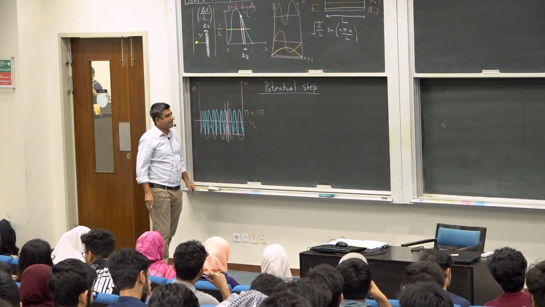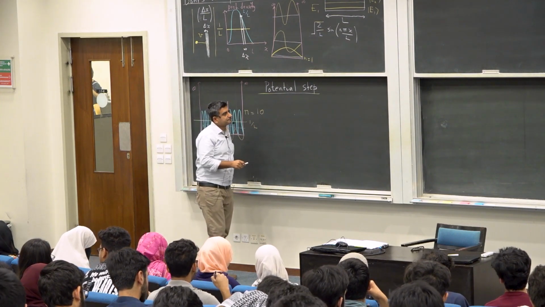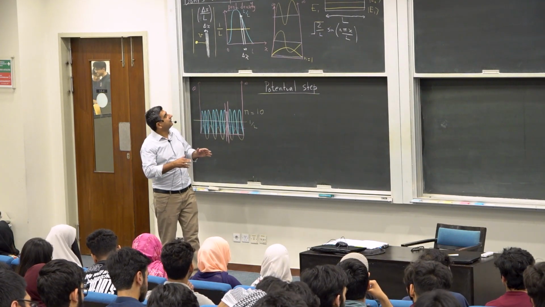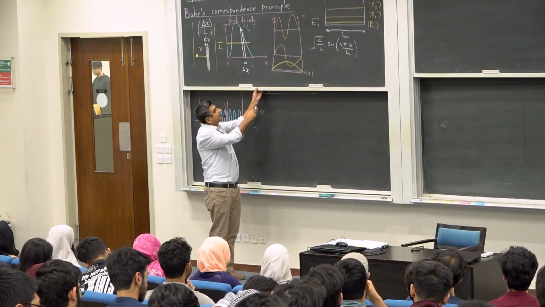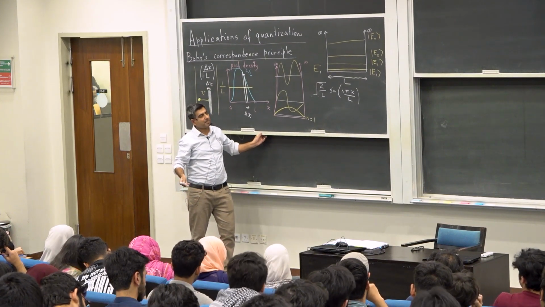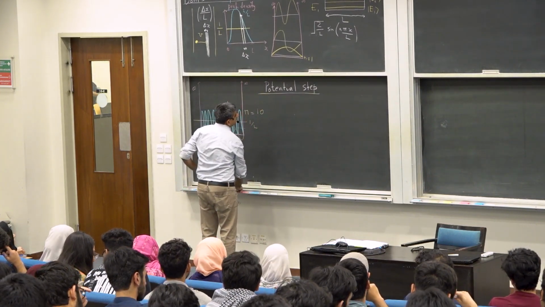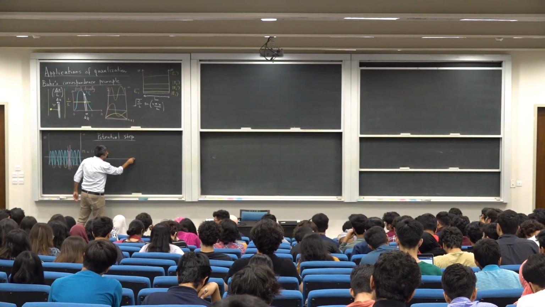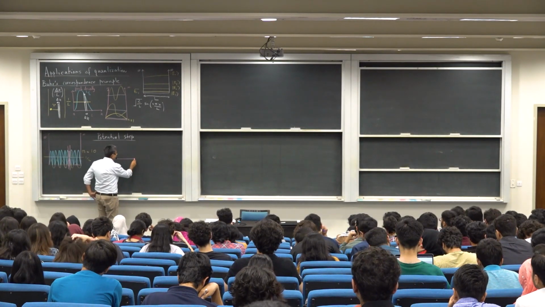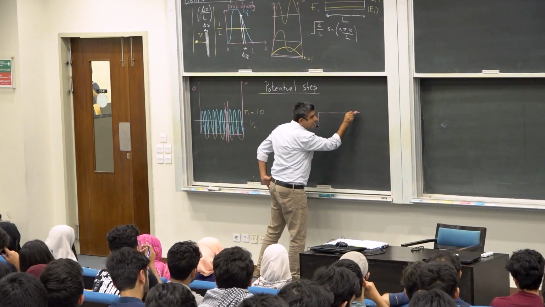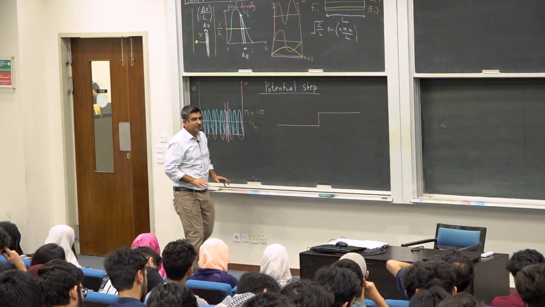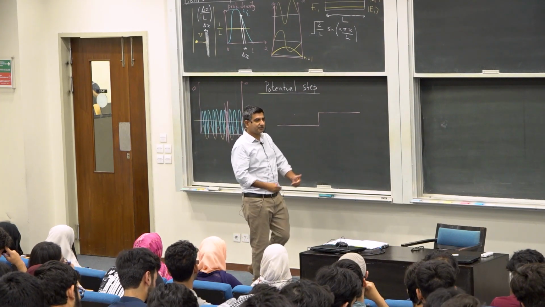So, potential step. First of all, I'm going to describe to you how to draw these. This pink curve represents how the potential energy looks for a system. Suppose I have zero potential energy in some region of space, and all of a sudden I have a bump. So in some region of space, the potential energy of a particle is 0. All of a sudden it sees a bump.